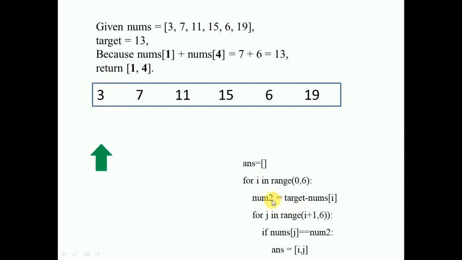So now our num2 is target minus nums[i]. The target is 13. 13 minus nums[i], where i is 0, so nums[i] is 3. So 13 minus 3 is equal to 10. Now our num2 is 10. So for j in range i plus 1 to 6, where i is 0, so 0 plus 1 will be 1. So we'll start searching from 7 to 19 whether 10 is present. We are going to search it, checking whether this element is 10 or not.